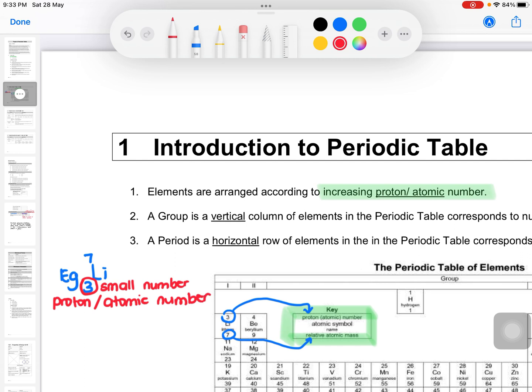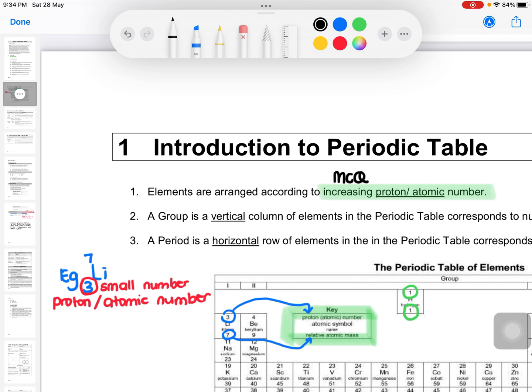Please take note. The only element that does not have a small value for the proton or atomic number is hydrogen. Hydrogen has 1 proton and the mass is also 1, so it is the only element that doesn't have a small number as its proton or atomic number. Do take note, point number 1 is a very popular MCQ question.